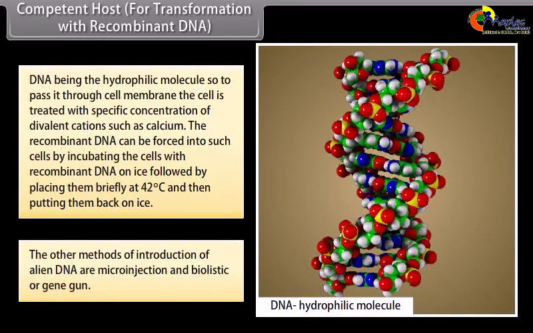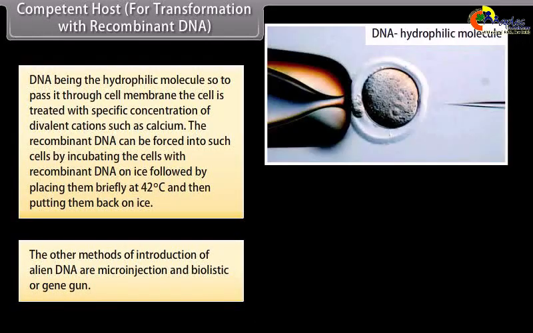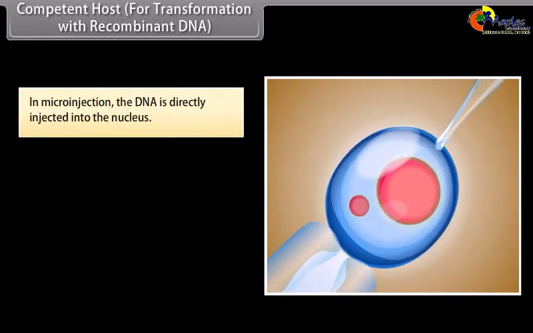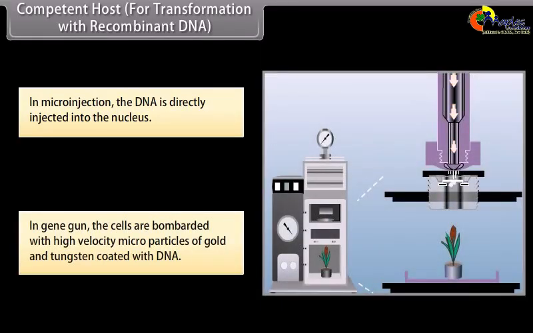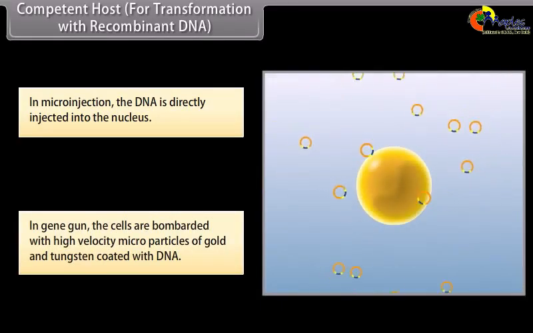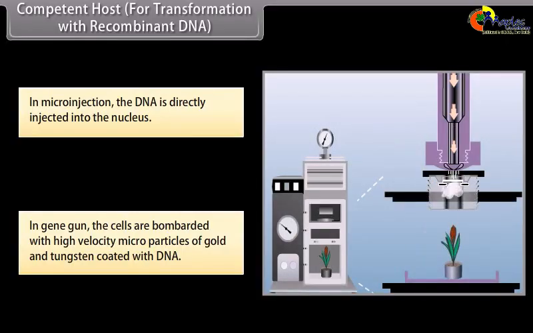The other methods of introduction of alien DNA are microinjection and the ballistic or gene gun. In microinjection, the DNA is directly injected into the nucleus, and in the gene gun, the cells are bombarded with high-velocity microparticles of gold or tungsten coated with DNA.